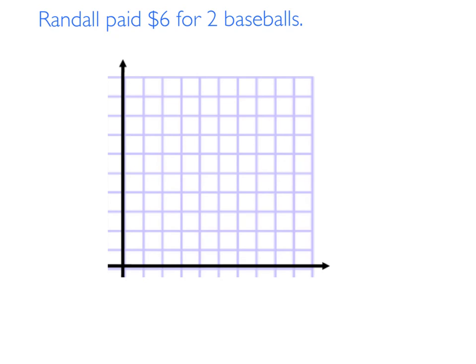All right, now I'm going to make a graph of the situation. This is my X and my Y axis. I'm going to put 0 right in the middle. I'm working with how many baseballs I buy, so I'm going to write down here, here's my number of baseballs. And on the Y axis, here's the cost.